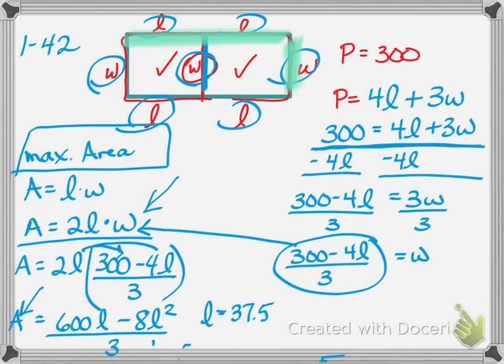Now let's go back, now that we've done that, and let's read what they want us to do again. What are the dimensions of the pin that make the area as large as possible? Well, we know the length. The length is 37.5. And how do we find the width? Let me just circle that so we don't lose it. Well, over here we had this width formula already solved for W. So all we have to do is put our length value in, figure out what W is.